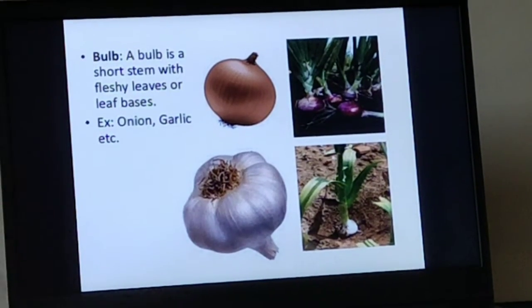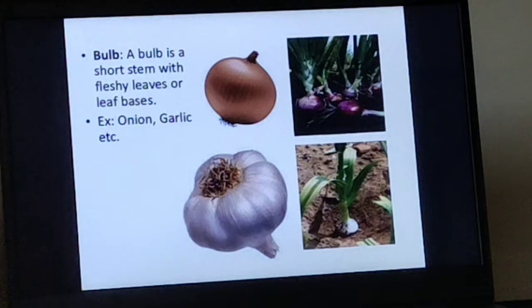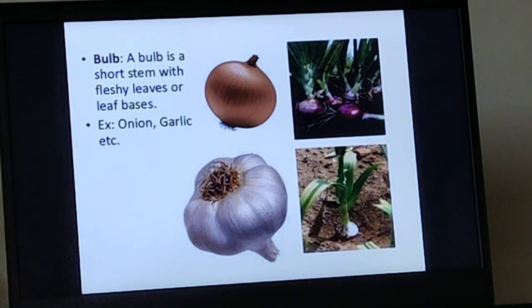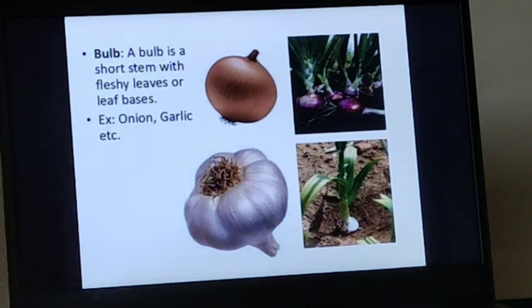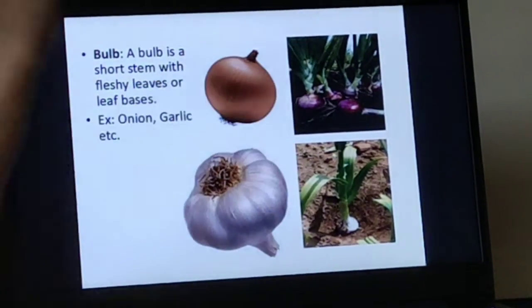Last here it is a bulb. You can see the shape of the bulb. Therefore, it is known as a bulb. The bulb here comes in contact with the soil. It gives rise to a new organism, that is a new plant. You can see here the growth from the bulb itself.